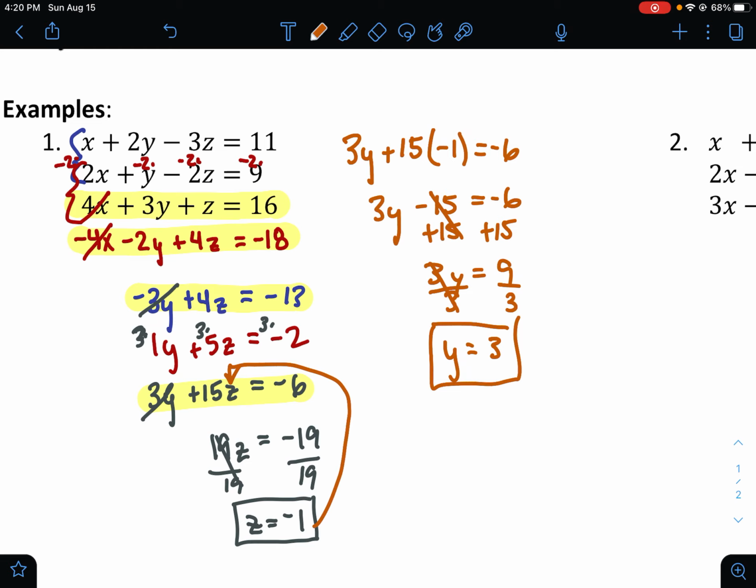Almost done. Last step. Now that I have two variables, now that I have z and y, now I can take both of these and finally plug it into one of the big ones up here, because now I have two variables already and all I would need is x. So I'm going to go ahead and plug it in this last one.